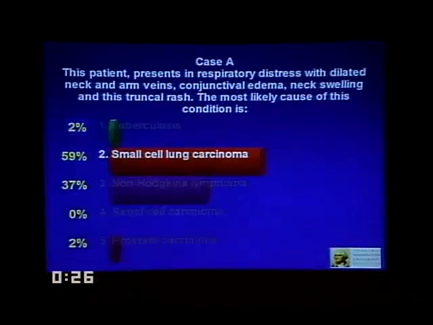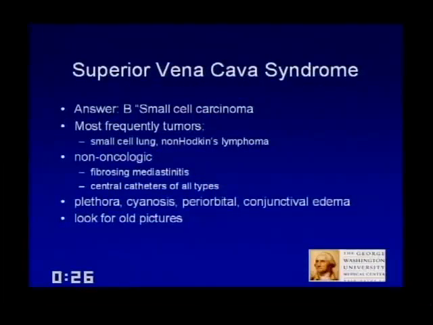Okay, 59% of you said small cell carcinoma. That is correct. Back to my slide, please. This is the superior vena cava syndrome. The most frequent cause nowadays are tumors. The most frequent tumor being small cell lung carcinoma, followed in frequency by non-Hodgkin's lymphoma.